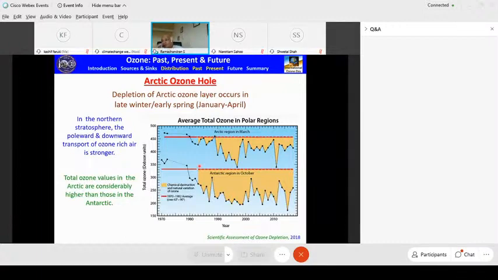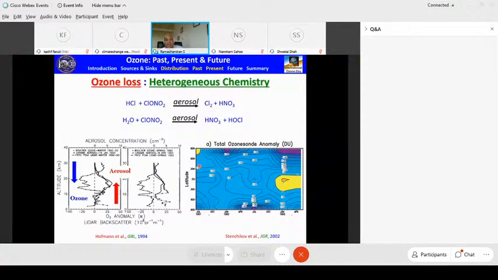So the amount of ozone present in the northern hemisphere is higher than what's present in Antarctica, which is in the southern hemisphere. Now, we talked about polar stratospheric clouds, and the particles present in the atmosphere can actually decrease the ozone through what is called heterogeneous chemistry, because the species involved include gases.